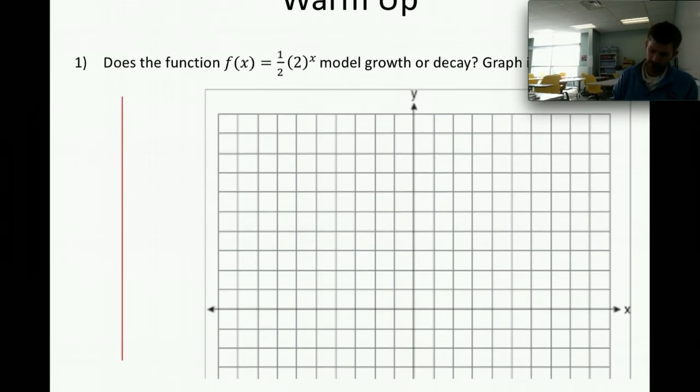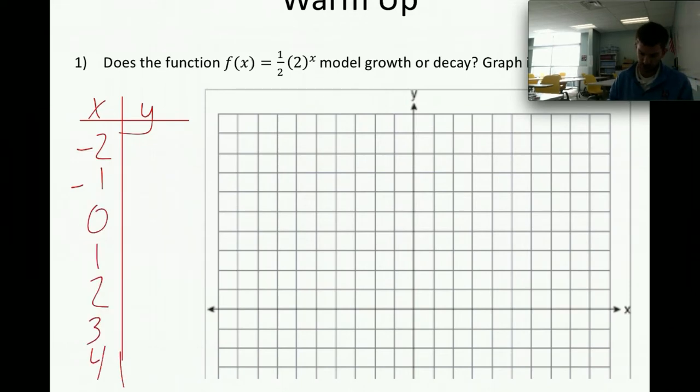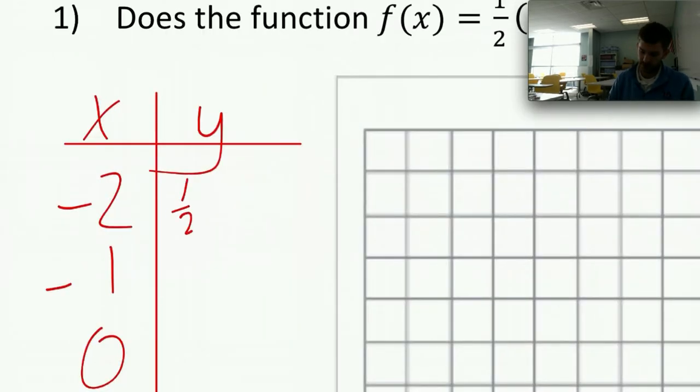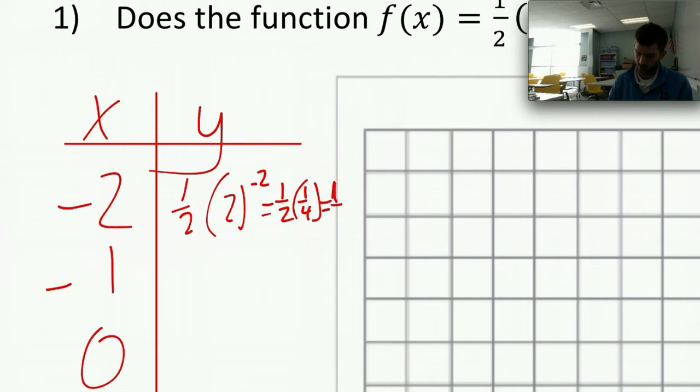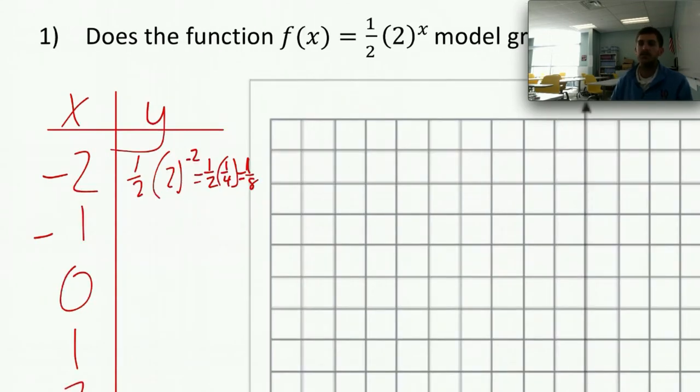So if we were to make a table out of this, plugging in some x values, getting some y values out of it, I'm going to choose -2, -1, 0, 1, 2, and we'll even go 3 and 4 just to show what this looks like. Plugging in -2, you'd end up with 1/2 times 2 to the -2. After you go through the process of raising 2 to the -2, you'd have 1/2 times 1/4, which would give us 1/8. So really small.